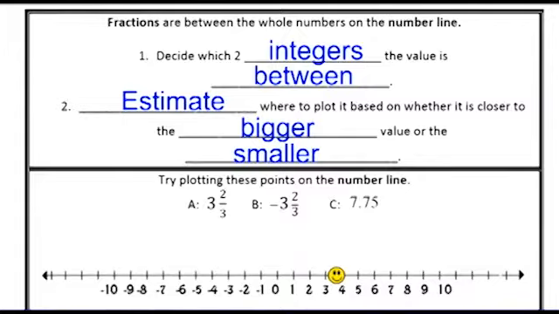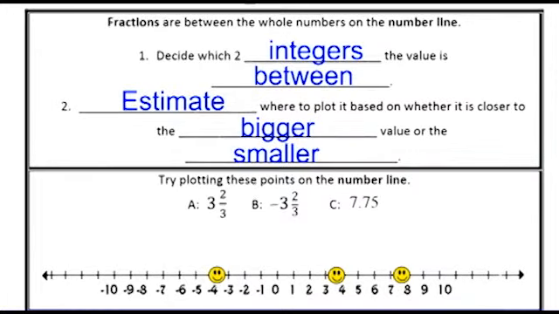7.75. That's between 7 and 8. It's bigger than 7, smaller than 8, but it's closer to 8. If it's more than half, draw it a little closer. Again, this is estimation. It does not have to be perfect. No one's going to pull out a ruler and prove that you're closer or further away from a value.